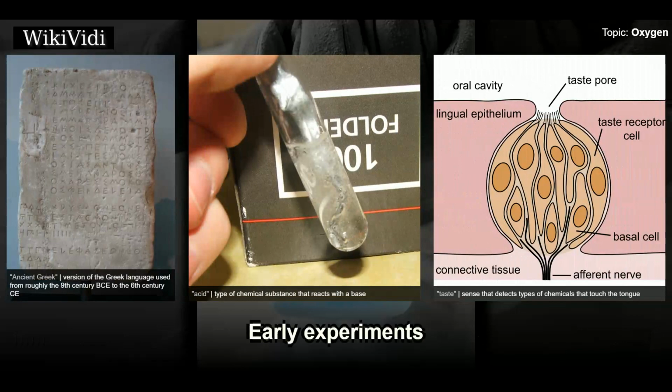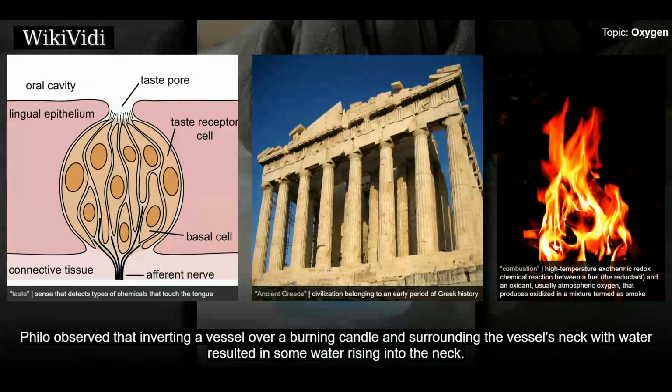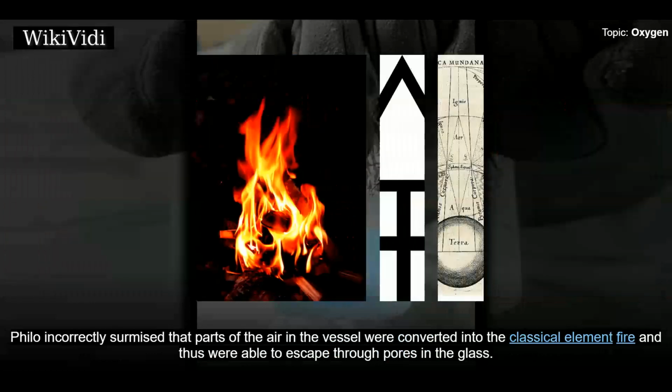Early experiments. One of the first known experiments on the relationship between combustion and air was conducted by the 2nd century BCE Greek writer on mechanics, Philo of Byzantium, in his work Pneumatica. Philo observed that inverting a vessel over a burning candle and surrounding the vessel's neck with water resulted in some water rising into the neck.